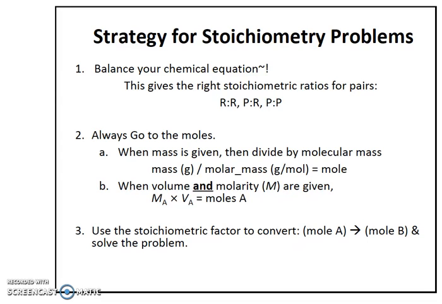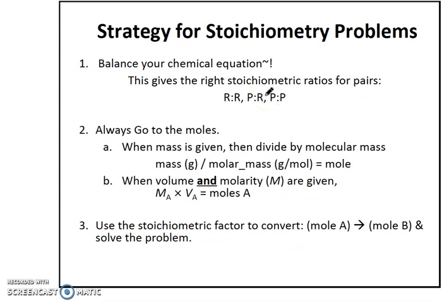Hi, in this video we're going to work out some stoichiometry problems, and this is the main strategy that we're going to use to solve any of these kinds of problems. The first thing is look at your chemical equation, make sure that your equation is balanced. That's the very first thing. That will give you the right stoichiometric factors, the stoichiometric ratios for different pairs. For example, reactant to reactant, a product to a reactant, between two products, etc.